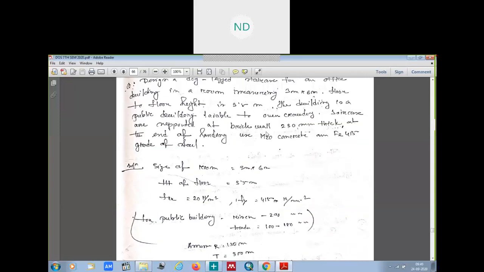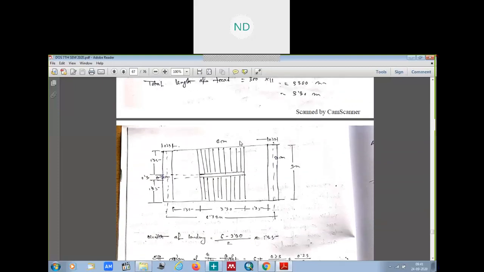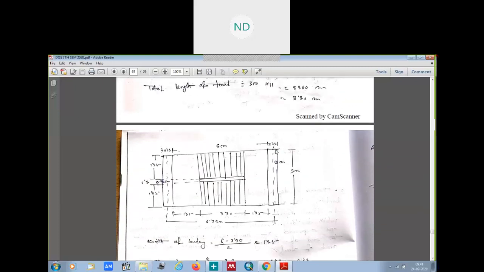Supported at brick wall 230 thick at the end of landing. Okay, so brick walls were present here on both sides. This side was 230, and the thickness of this brick wall was 230. Now we get the length of our treads. These were our treads: 1, 2, 3, 4, 5, 6, 7, 8, 9, 10, 11 treads were there.